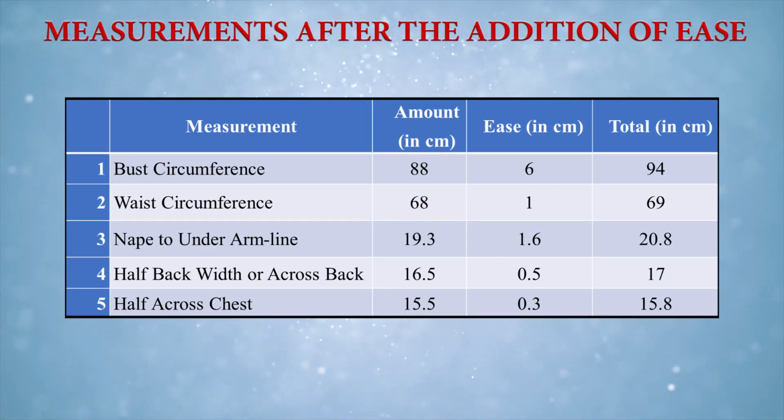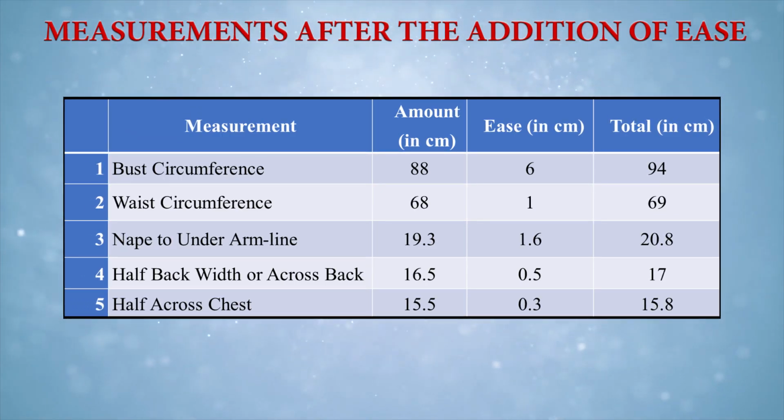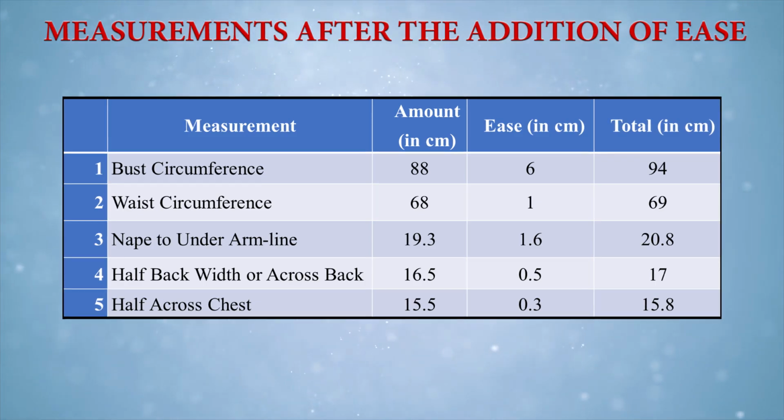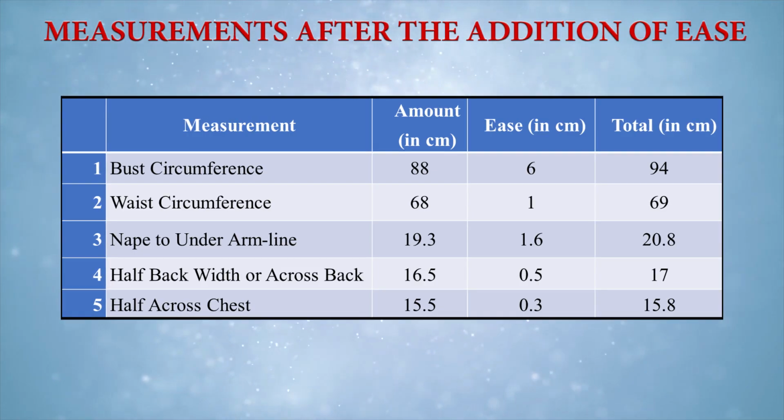Then there are measurements after addition of ease. When we have developed a pattern and we want to add ease, we take a measurement and then add the ease to that particular measurement to get the final amount, or the total centimeters, with which we will create the design. For that, the amount of ease is mentioned in a table you can find in the study material, and you can see for which part or landmark how much ease is allowed to add on the actual measurement.